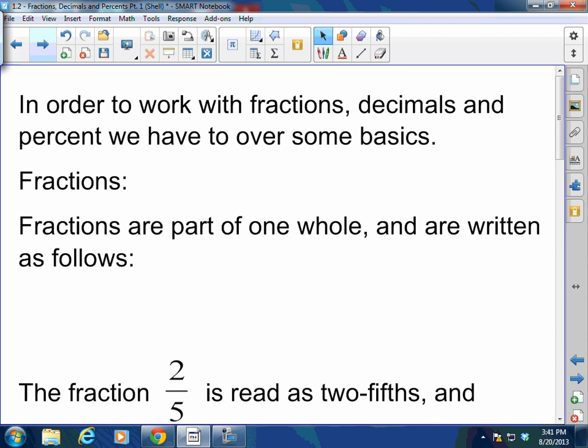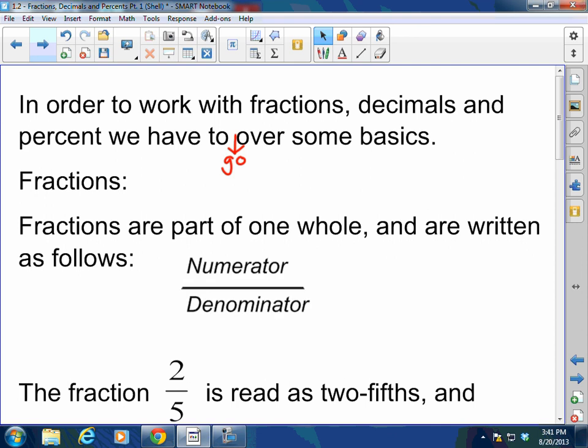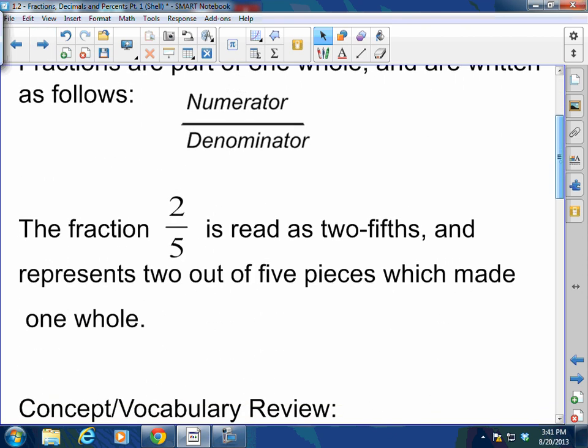In order to work with fractions, decimals, and percents, we have to go over some basics. First of all, fractions. Fractions are part of a whole. Fractions are part of one whole and are written as follows. There's a numerator and a denominator. The numerator is on the top part of the fraction. The denominator is on the bottom part of the fraction.